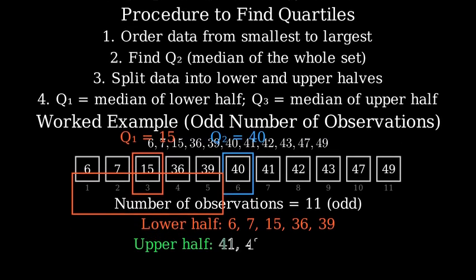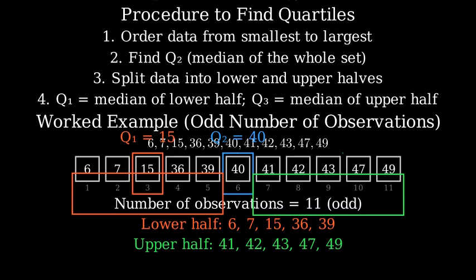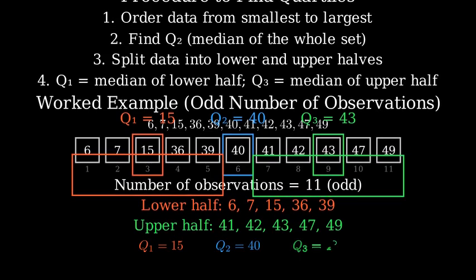For the upper half, we take all values after 40: 41, 42, 43, 47, 49. Q3 is the median of these 5 values, which is the third value, 43. So for our data set, we have Q1 equals 15, Q2 equals 40, and Q3 equals 43.